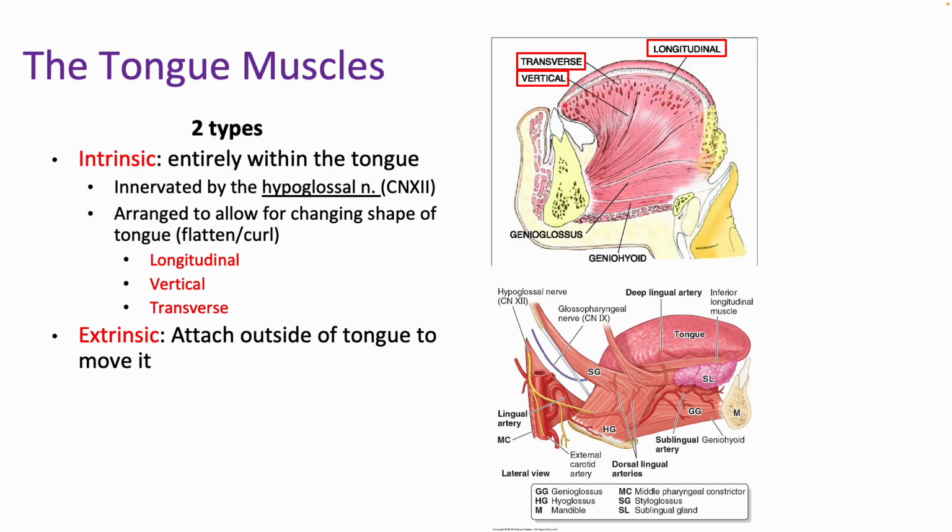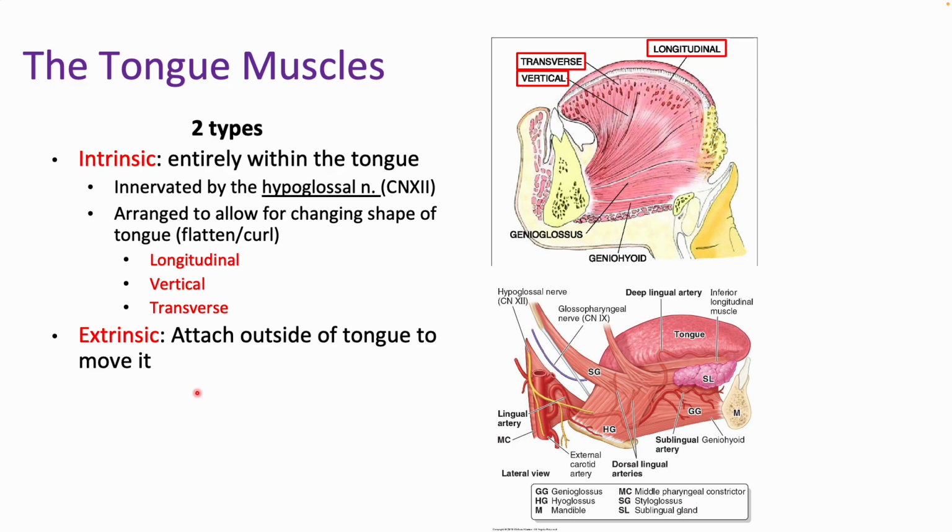And so what we're going to have is this longitudinal layer here on the top, more superiorly, and that's just below the mucosa. We're also going to have a vertical layer, which is traveling vertically up and down. And then we're going to have a transverse layer that's going to be traveling transverse in the tongue. So that's represented by these little dots, and it's going to travel back into the page.